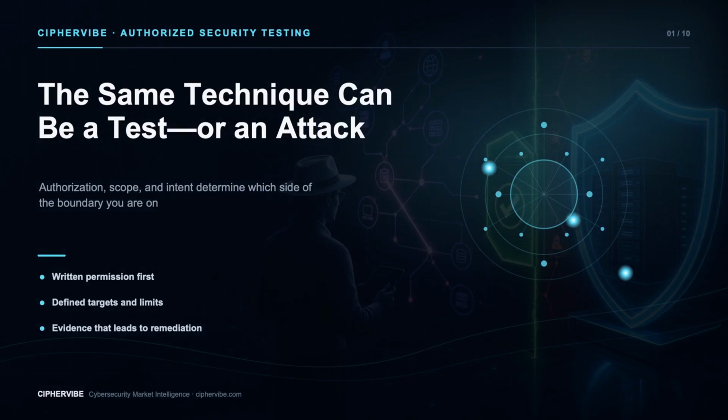A security tester finds a vulnerable server, proves the weakness, and reports it. A criminal finds the same server, takes data, and hides the evidence. The keyboard may look similar. The authorization is completely different.